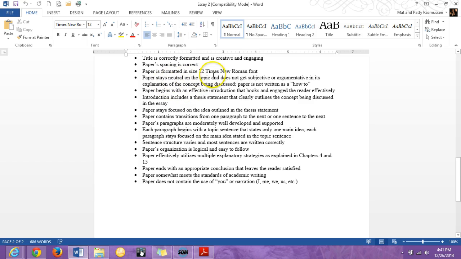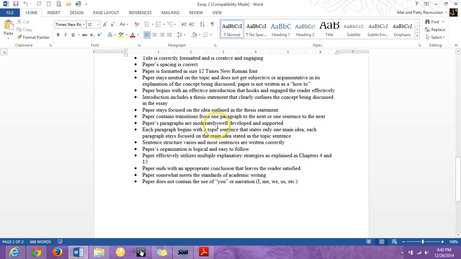Make sure that you stay neutral and objective on your topic. Don't argue and don't write your essay as a how-to. Make sure you have an effective introduction and conclusion. Make sure you're always engaging your reader, which means you're using style and proper wording and sentence structure to make your reader want to read your essay. Also, make sure you have a clear thesis statement in your introduction that outlines what your paper is about. Make sure you stay focused on that thesis statement.